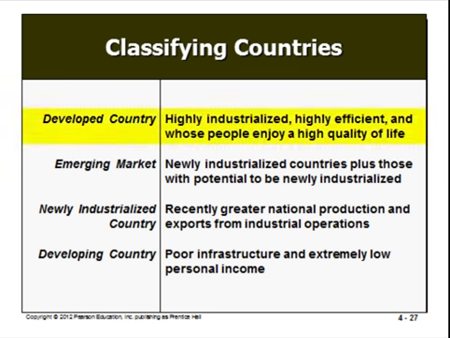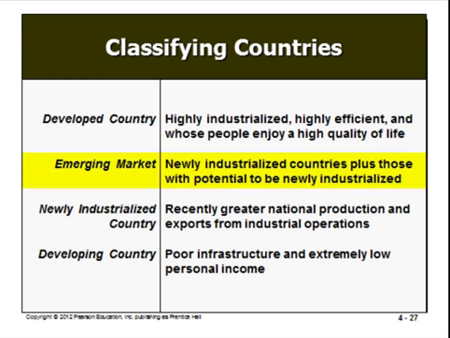Developed countries. Developed countries are highly industrialized, highly efficient, and whose people enjoy a high quality of life. People receive the finest health care and benefit from the best educational systems in the world. Examples are Australia, Canada, Japan, New Zealand, the United States, all Western European nations, and Greece.